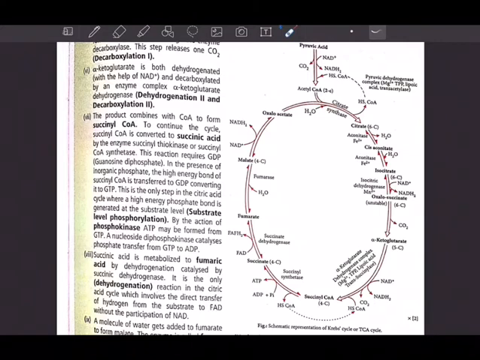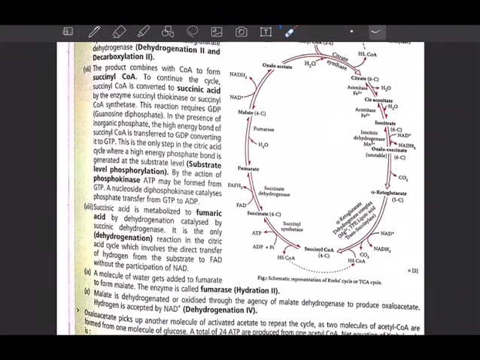The high energy bond of succinyl-CoA is transferred to GDP, guanosine diphosphate. We said ATP is adenosine triphosphate, like that here GDP. Now the conversion of succinyl-CoA to succinate also is an energy forming reaction. And now succinate is becoming fumarate. Succinate is also called succinic acid. Succinic acid is metabolized to fumaric acid or fumarate by dehydrogenation.